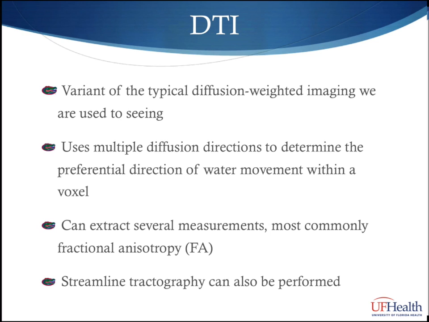DTI is essentially a variant of the typical diffusion-weighted imaging we're used to seeing. The difference is that multiple diffusion directions are obtained, and that data is used to determine the preferential direction of water movement within a voxel. The processing methods are complex and highly variable, but we can obtain several measurements based on this data. The most commonly evaluated is the fractional anisotropy, which is essentially an eigenvalue for how strongly preferential water movement is within a voxel. In theory, this is an indirect measurement of axonal integrity and myelination.